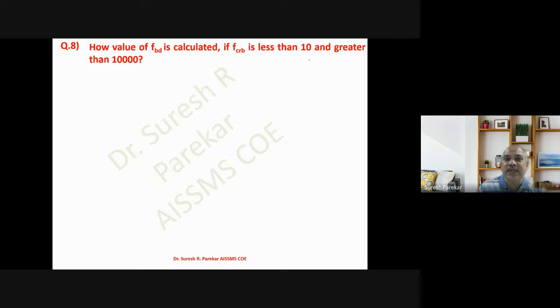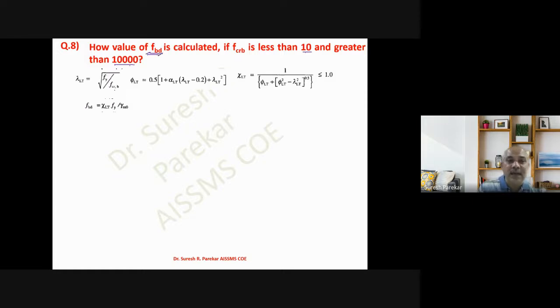We have values in the table for FCRB from 10 to 10,000. For FBD, if my value of FCRB is less than 10 or greater than 10,000, then we cannot find the value of FBD from the table, and we have to go for the basic formula. We have to find lambda LP by using FCRB.